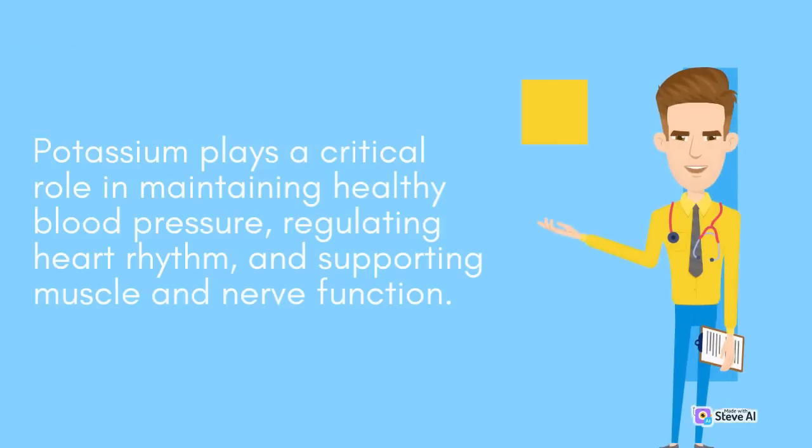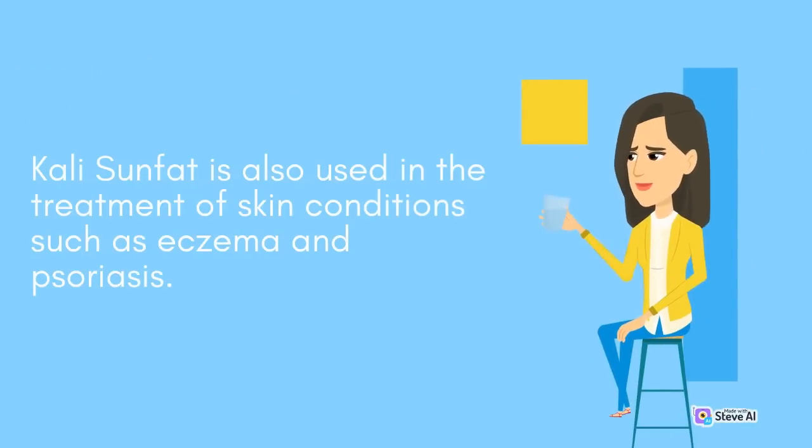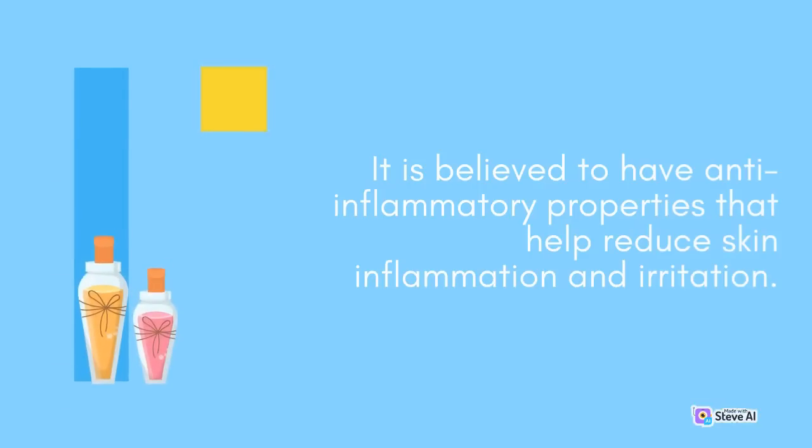Potassium plays a critical role in maintaining healthy blood pressure, regulating heart rhythm, and supporting muscle and nerve function. Potassium sulfate is also used in the treatment of skin conditions such as eczema and psoriasis. It is believed to have anti-inflammatory properties that help reduce skin inflammation and irritation.